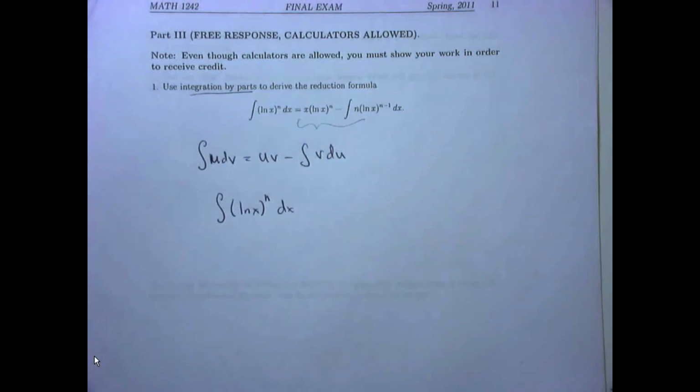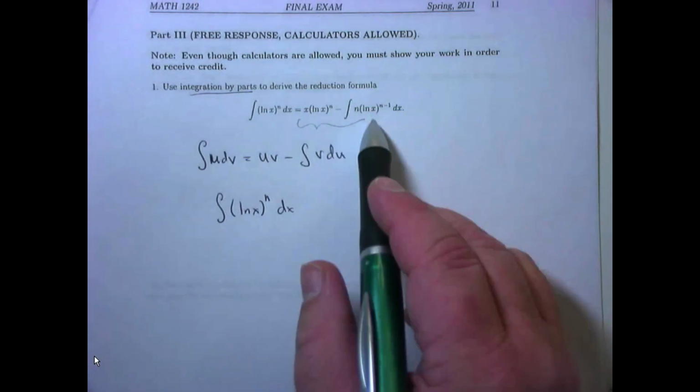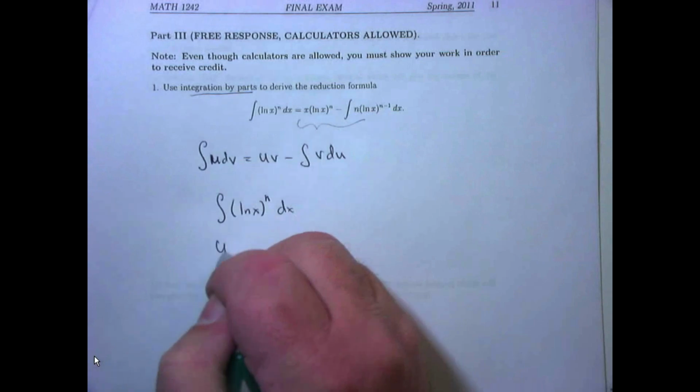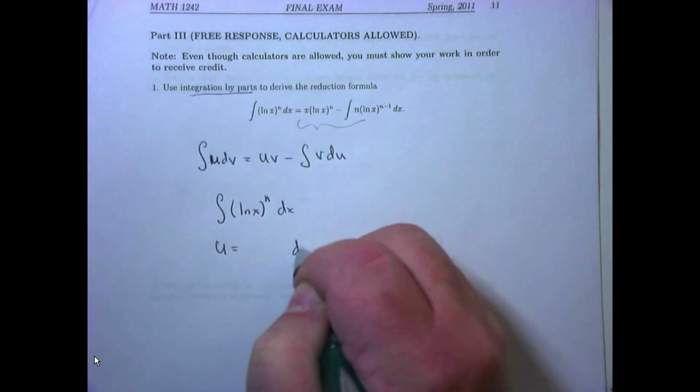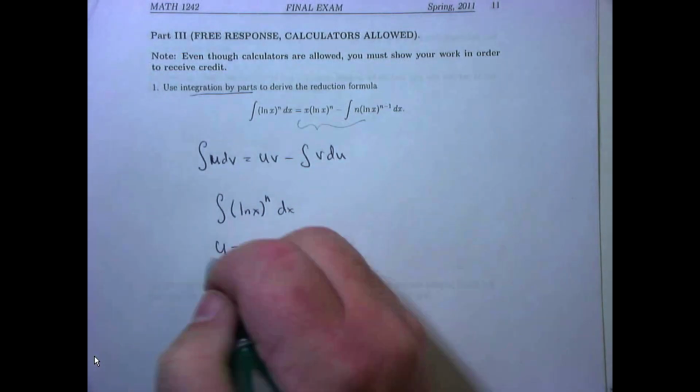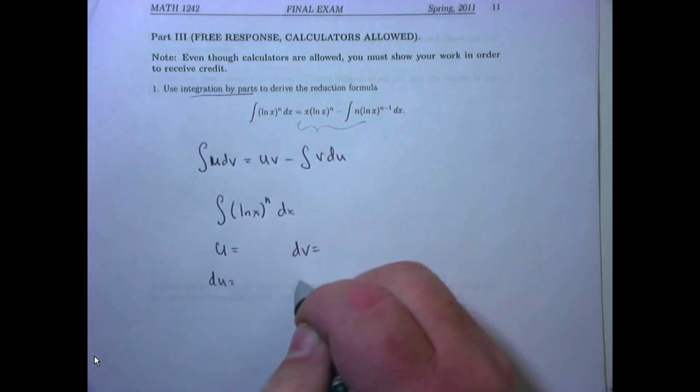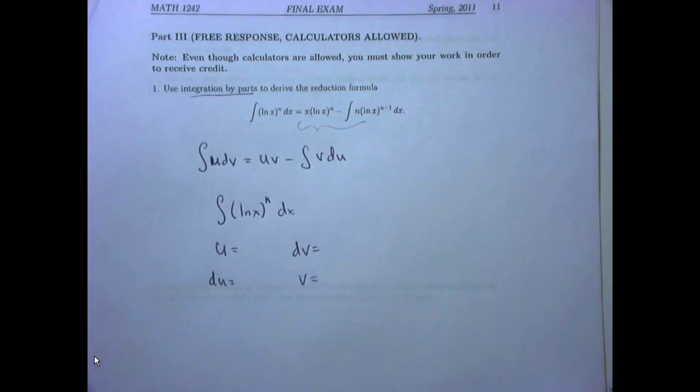All right? The deal is this. I've got to use integration by parts on this one so I can get this formula. So the trick, what we're looking for, is you have to tell me what u is, and you have to tell me what dv is. And after you tell me what u is, then you've got to do du. After you tell me what dv is, then you've got to tell me what v is.